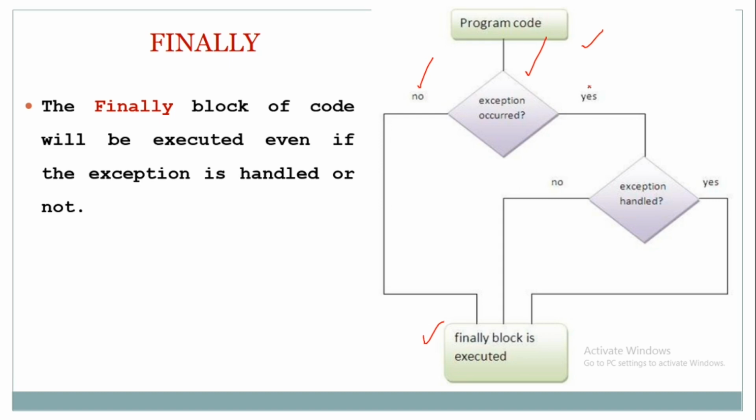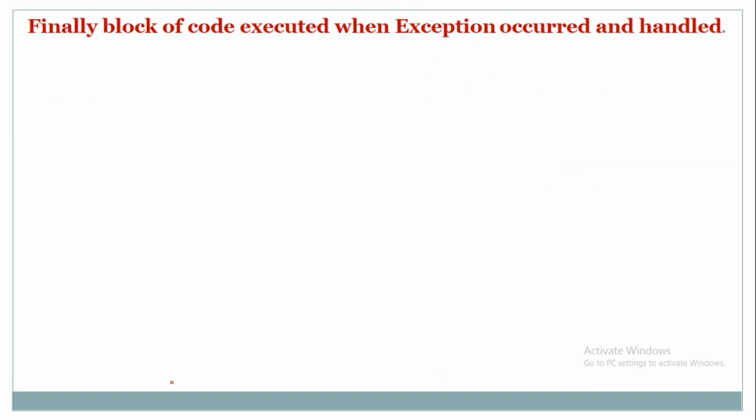And if the exception has occurred, whether the exception is handled or not, well, if it is handled, the block of code is executed. And what happens if it is not handled? Even though the exception is not handled, the finally block of code is executed. Thus, the block of code in a finally block will be executed whether the exception occurred or not, and when the exception occurred and has been handled.